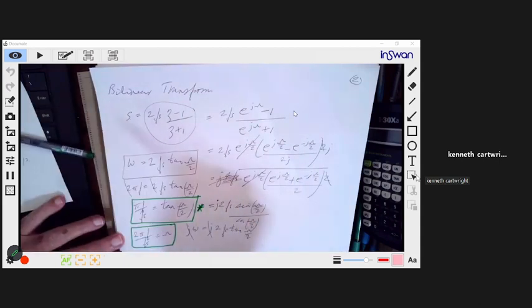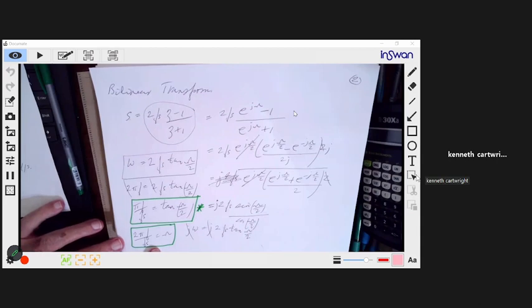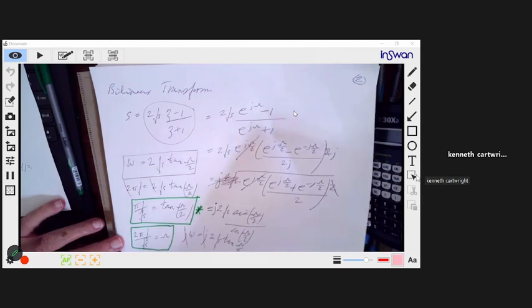Any questions about that? We know the bottom one. The top one is something new. Don't confuse them.